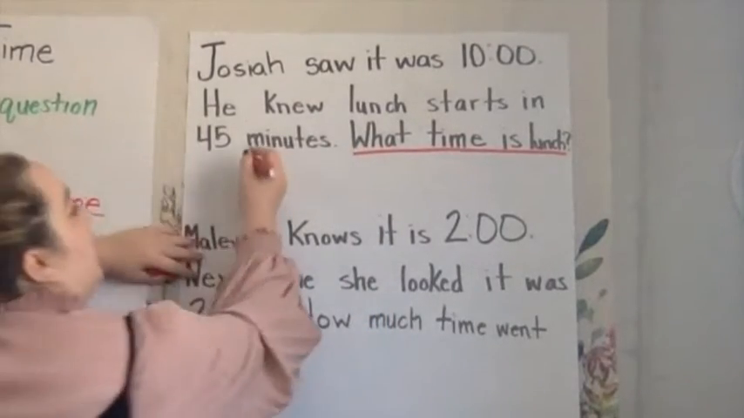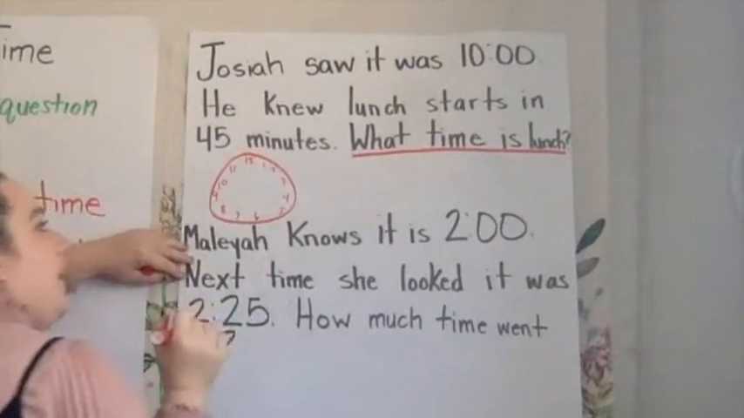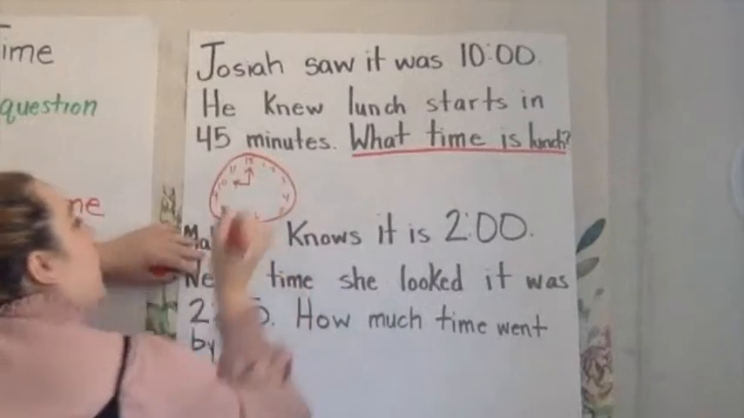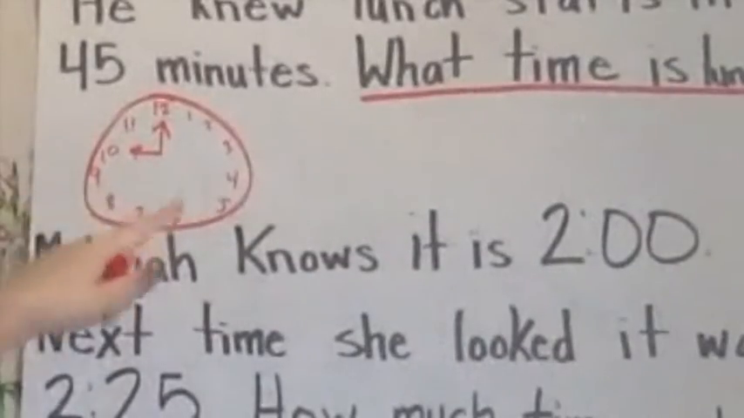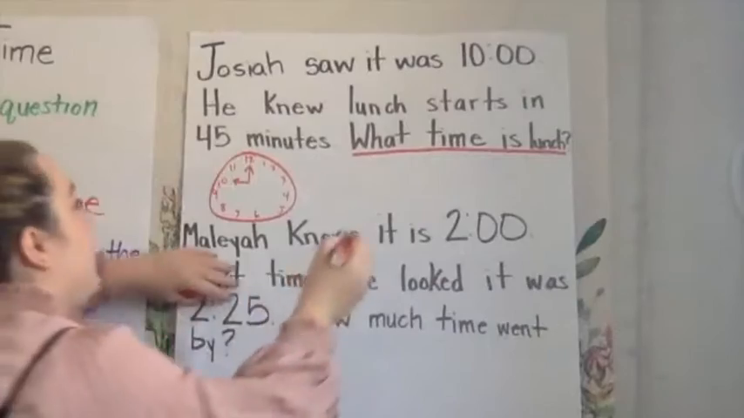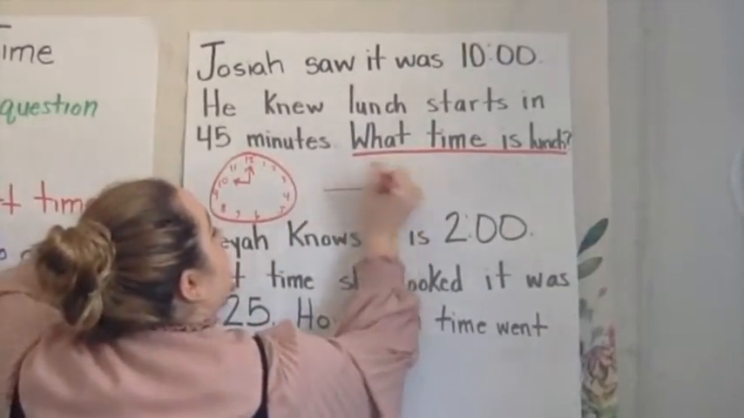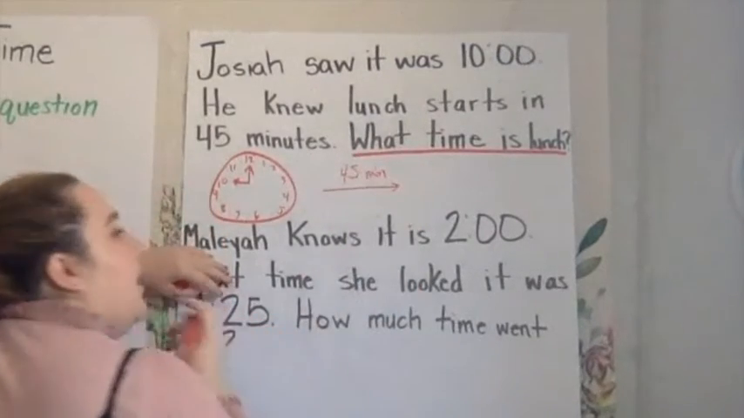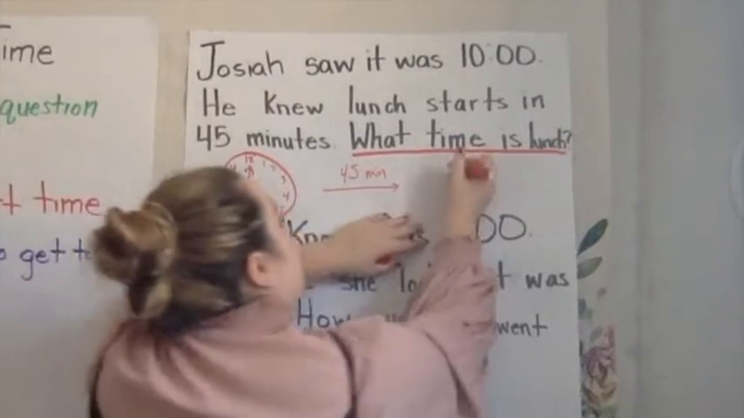So I'm going to draw my quick clock. Okay, so I'm going to start by drawing my 10 o'clock. And I know that 10 o'clock means that the hour hand is on the 10, the minute hand is on the 12. I know 45 minutes have gone by. So now I need to draw my new clock.